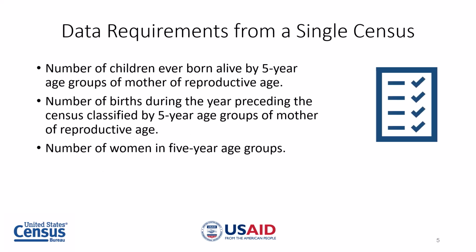The standard PF ratios method uses data from a single census. In addition to the data on population and mortality, to estimate fertility adjustments, you will need tabulations of number of children ever born alive by 5-year age groups of mother of reproductive age, number of births during the year preceding the census classified by 5-year age groups of mother of reproductive age, and number of women in 5-year age groups.